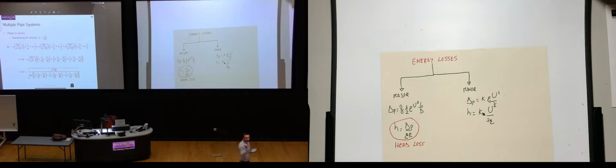The formula we saw before can be rearranged in another way. I will not ask you to remember this formula. In case you need it, it will be provided. No worries. But what I want to underline is this formula: the flow rate is linked to the delta P, friction, major and minor losses through this formula.